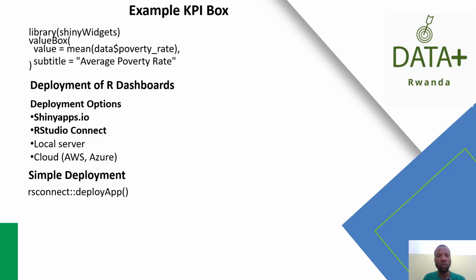So, deployment of an R dashboard. If we are deploying the R dashboard, we can deploy on Shiny apps, at shinyapps.io, or RStudio Connect, local server or cloud. For simple deployment, we use rsconnect deployApp. Those are the codes we use when we are deploying the output to make it public. When we are deploying the dashboard to the public, we use shinyapps.io. Those are also the things we use.